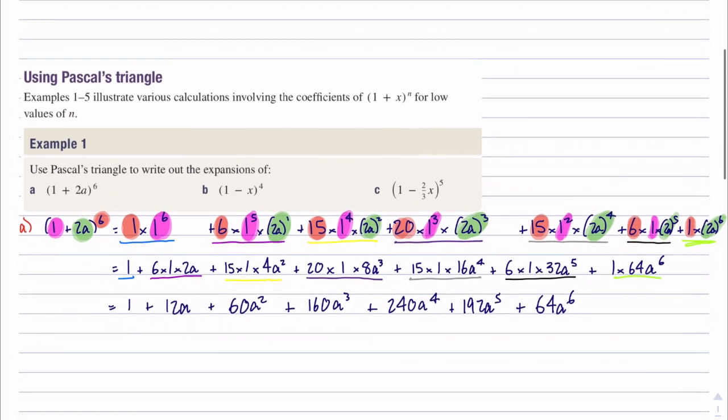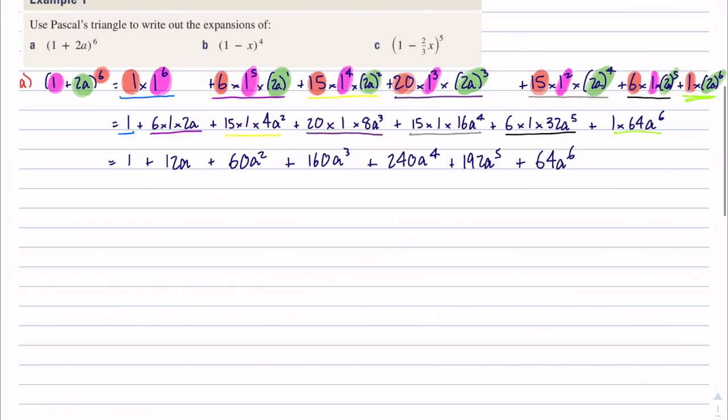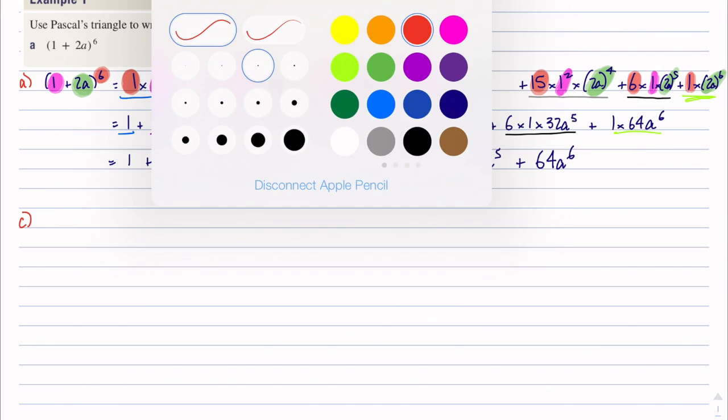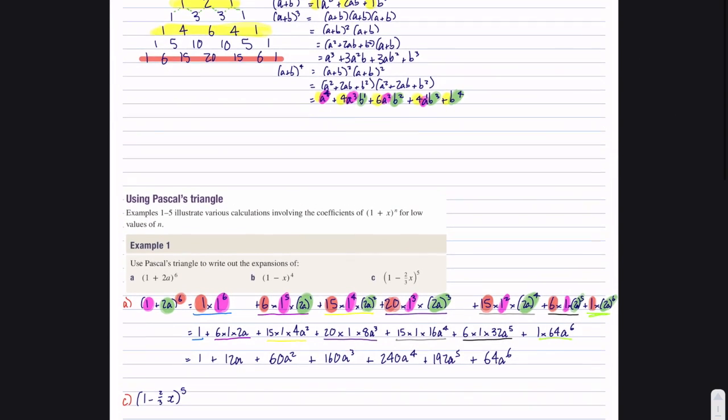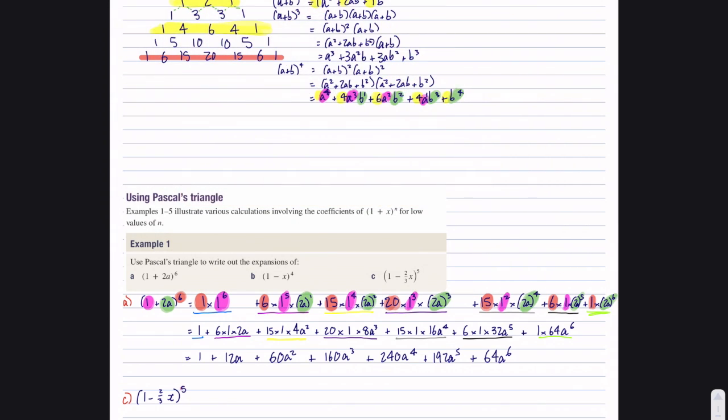Instead of doing B, I'm going to do C because B is fairly simple and C is harder, but it's the same principle. Okay, so for C, now I'm going to write out my question. I've got 1 take 2/3 x to the 5. There's a trick with these. First of all, as usual, to the 5, we pick out our row. So it's the 5th row, so it's going to be 1, 5, 10, 10, 5, 1, okay?